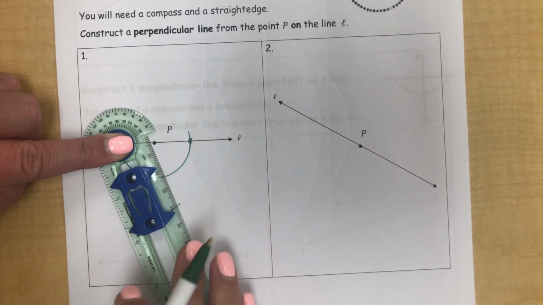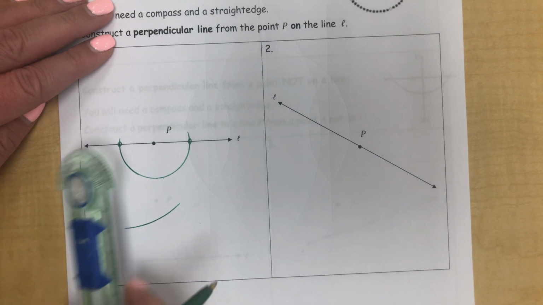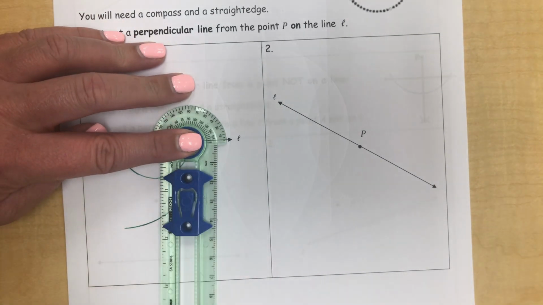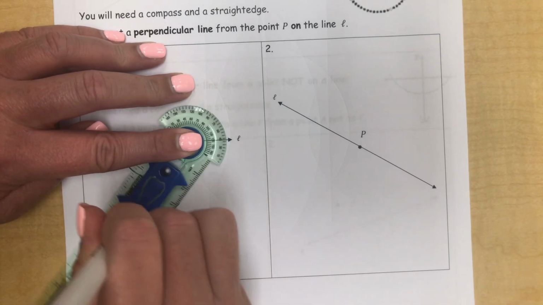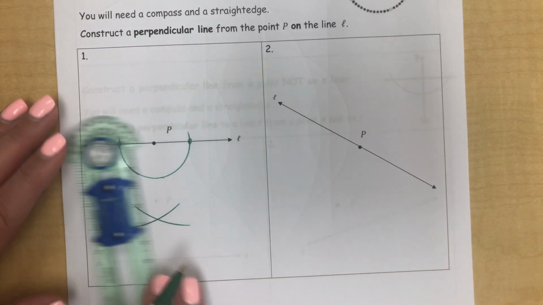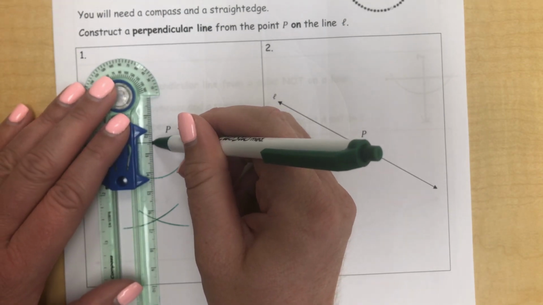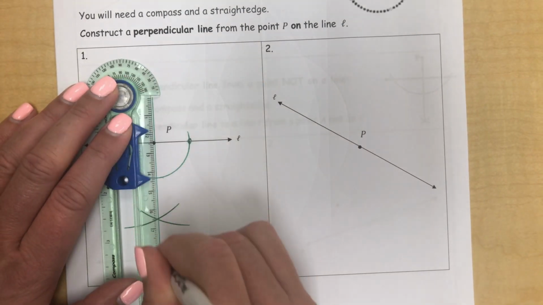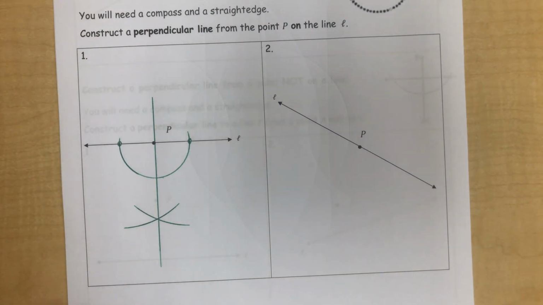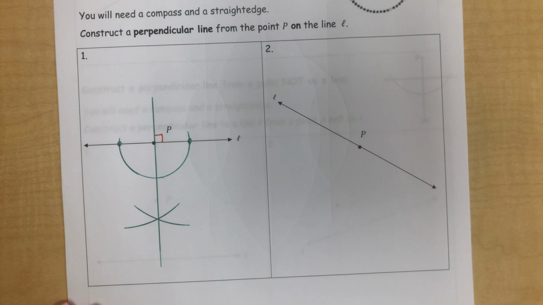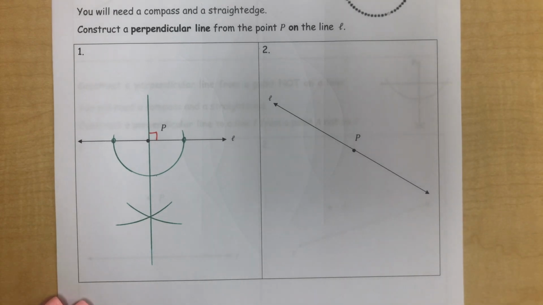So here I go. I'm going to swing and make an arc at the bottom. Then I'm going to slide to the right. I'm going to line it up nice and right in the middle. And then I'm going to make another arc here. And then I'm going to go ahead and line up point P with where my arcs are crossing with my ruler and draw in that straight line. And then last step, I'm just going to add in that 90-degree box because that was the construction. I'm making perpendicular lines. All right, now I'm going to do the same thing for number 2.